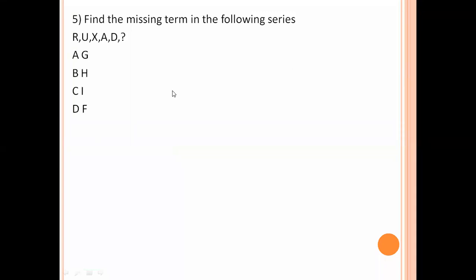Find the missing term in the following series. STU, two letters, U, X, Y, Z, A, B, C, D, E, F, next letter is G. Option number A is the right answer.